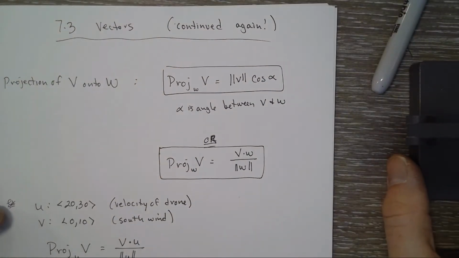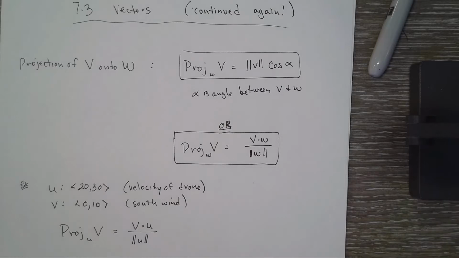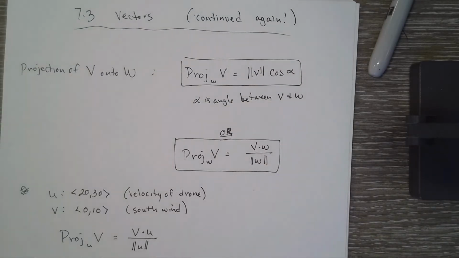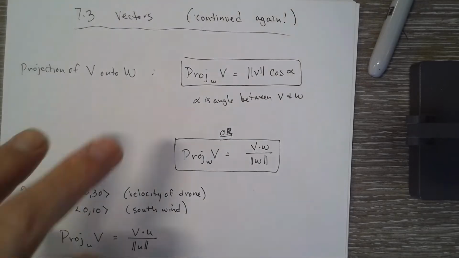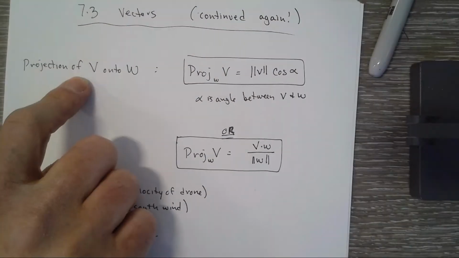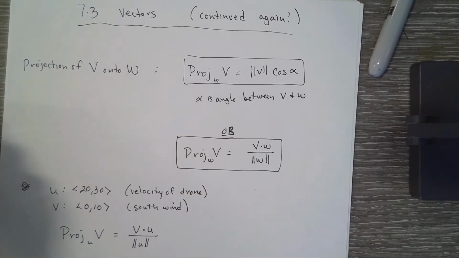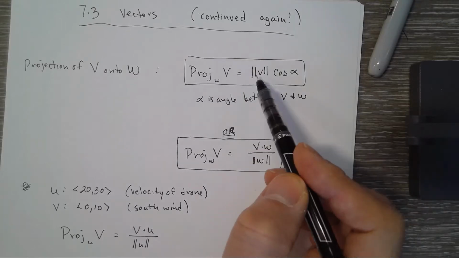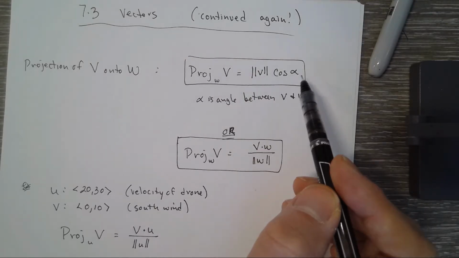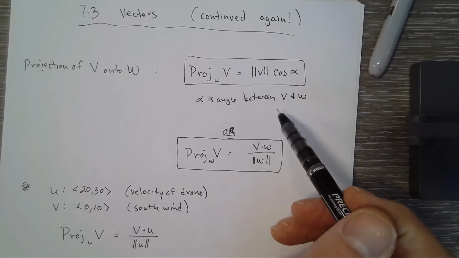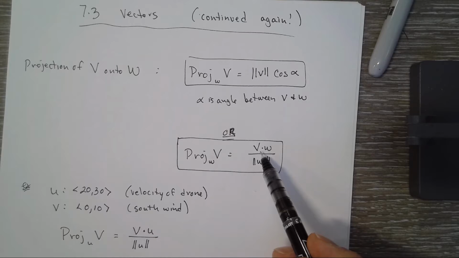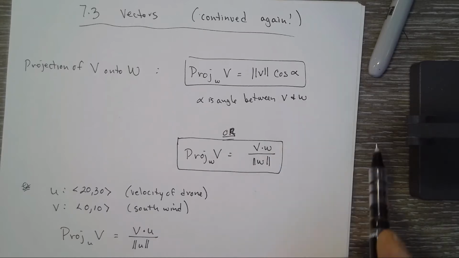All right, part 3 of vectors. What we're going to find now is the projection of V onto W. And there's 3 ways of doing it. First 2 are just formulas. So the projection of V onto W is just V magnitude times the cosine of alpha, which is the angle between the two. Or the projection of V onto W is also equal to V dot W over W magnitude.